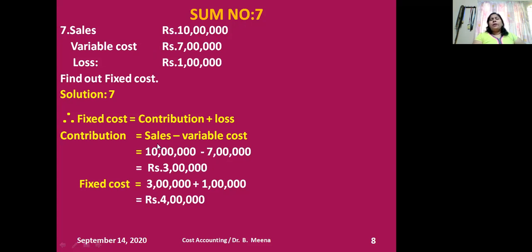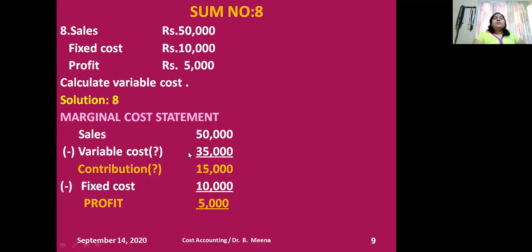Now I can apply. Therefore, fixed cost is equal to contribution, 3 lakhs, and in case of loss I should add. In case profit is given in the problem, I should deduct. Okay, have it in mind. So 3 lakhs, the loss is 1 lakh. So what is my fixed cost? 4 lakhs. I think you understood about this problem.